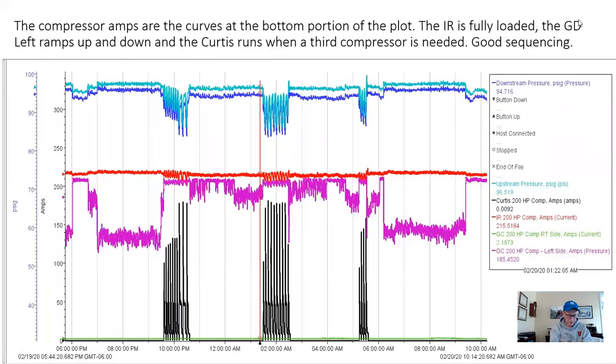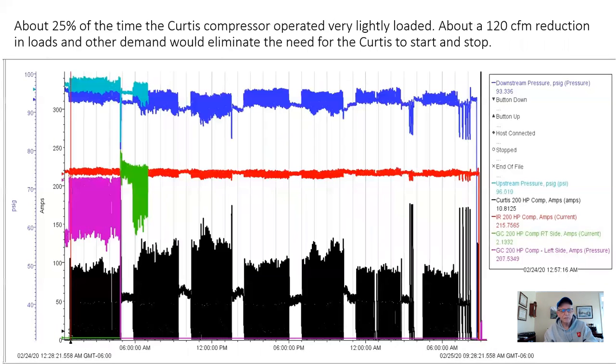And then you see the Curtis jumps in and out a little bit. About 25% of the time, the Curtis compressor is operated very lightly loaded. My estimate when I looked at the Curtis itself was that about 120 CFM reduction in load and demand could eliminate that Curtis. Just on this drain trap, I'm up 176, I think, is the estimate. So I think it's going to help this Curtis starting and stopping, and that's something that can be discussed in the report as well.